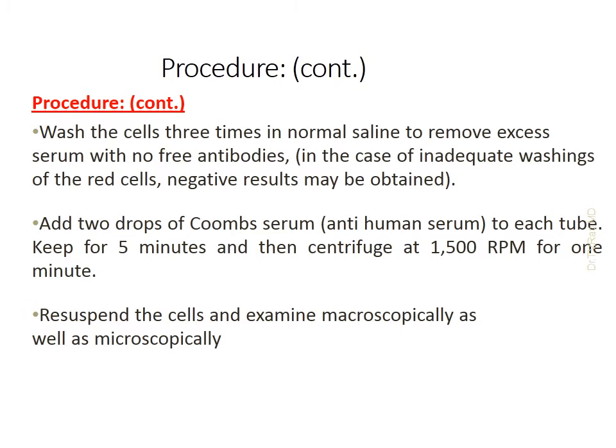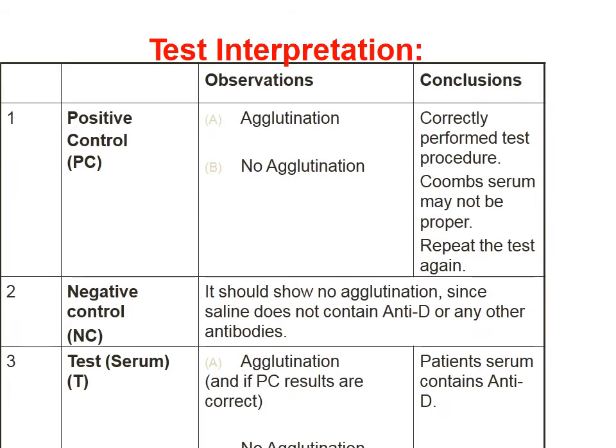Wash the cells 3 times in normal saline to remove excess serum with no free antibodies. Add 2 drops of Coombs serum, anti-human serum, to each tube. Keep for 5 minutes and then centrifuge at 1500 rpm for 1 minute. Resuspend the cells and examine macroscopically as well as microscopically. So positive control, agglutination, and no agglutination.